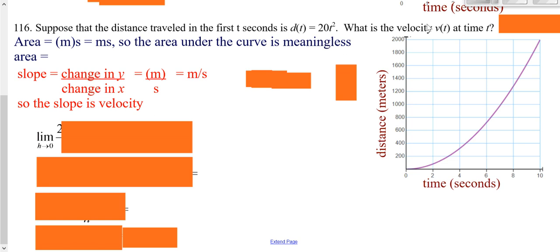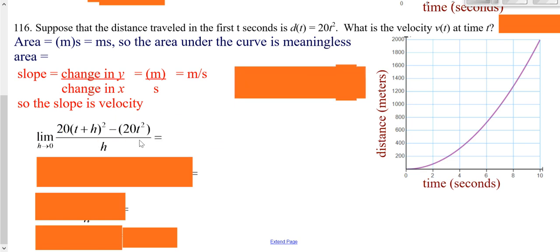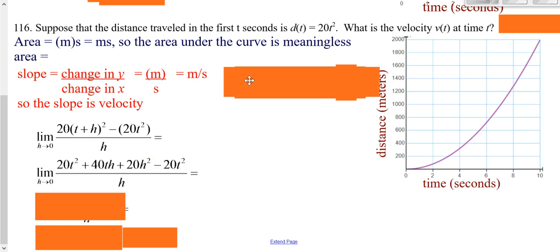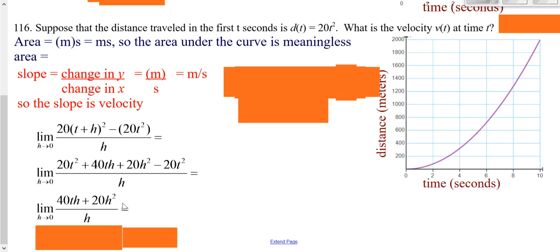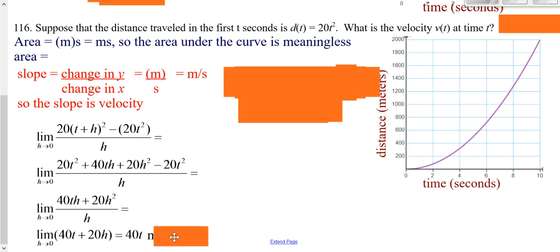So if we were looking for our velocity, we would have to do our slope, which is our IROC, and so we'd have to do our IROC formula, subtract your original function, go t plus h for your input here. You'd have to go t plus h times t plus h, FOIL that, distribute through your 20. You'll notice that your 20t squareds drop. Everything has an h in it, they drop. Now that you get h out of the bottom, you can plug in 0 for your h. Causes this to drop, you get 40 times t.